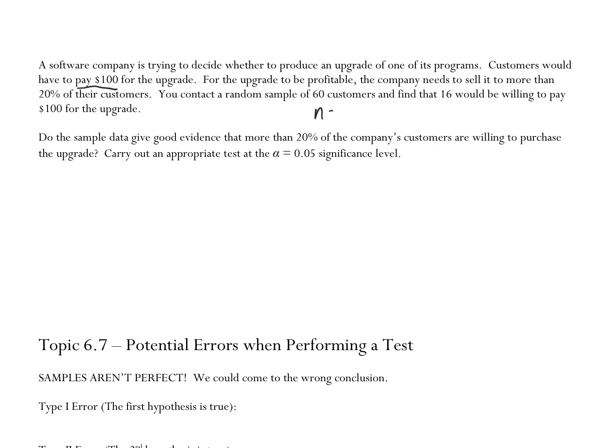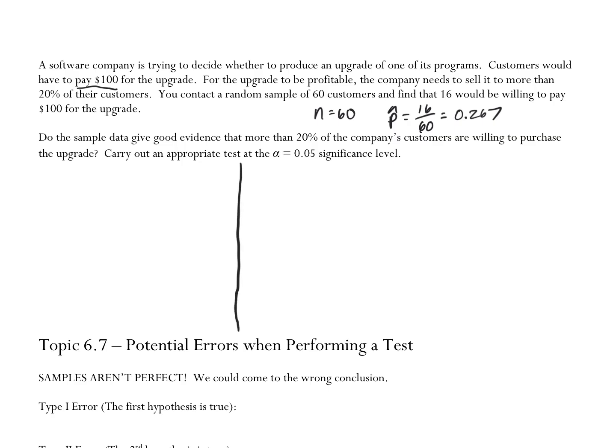So you contact a random sample of 60 customers and find out that 16 would be willing to pay for the upgrade. So my p-hat would be 16 out of 60. If I throw 16 out of 60 in, we get 0.267. So that looks like more than 20%. So our question is, that 0.267 is basically saying, hey, that's bigger than 20%. But it came from a sample, and samples aren't perfect. Is it far enough bigger than 20% that we could say it didn't happen by chance?